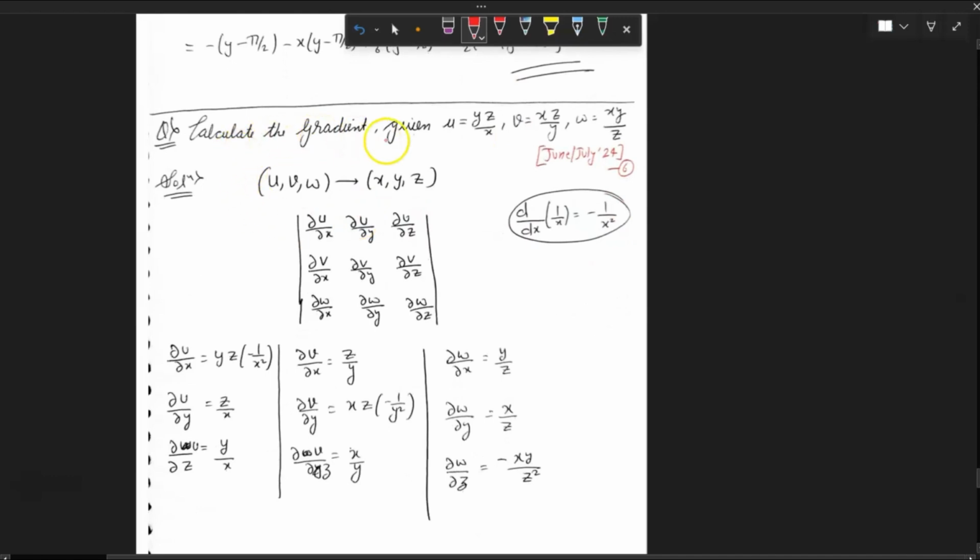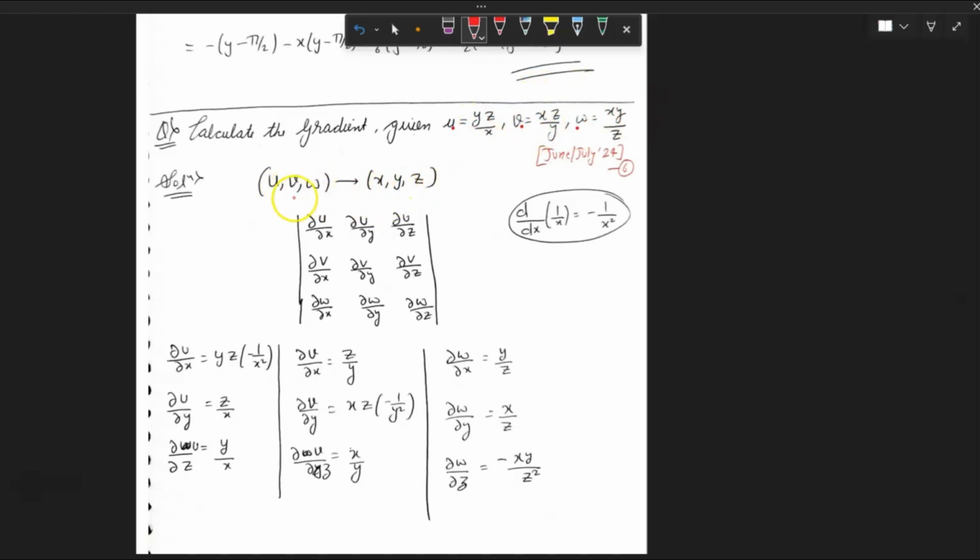The question is, calculate the gradient given u is equal to yz by x, v is equal to xz by y, and w is equal to xy by z. You have to find the gradient only. For finding the gradient, very early I told you it's a matrix, so you have to solve the matrix. See, u, v, w is here, which further depends on x, y and z.